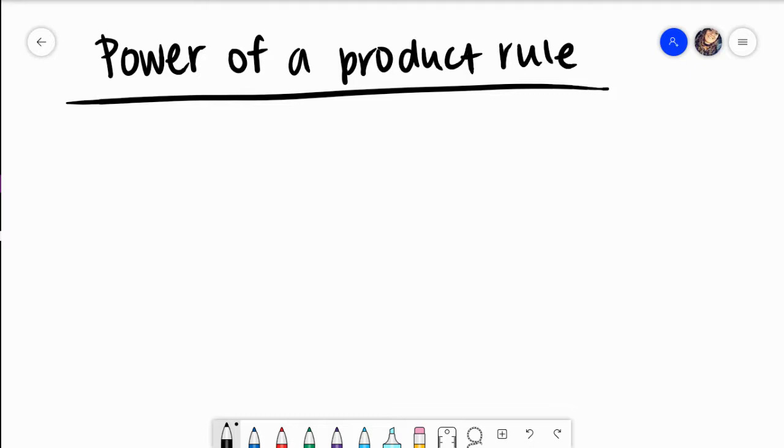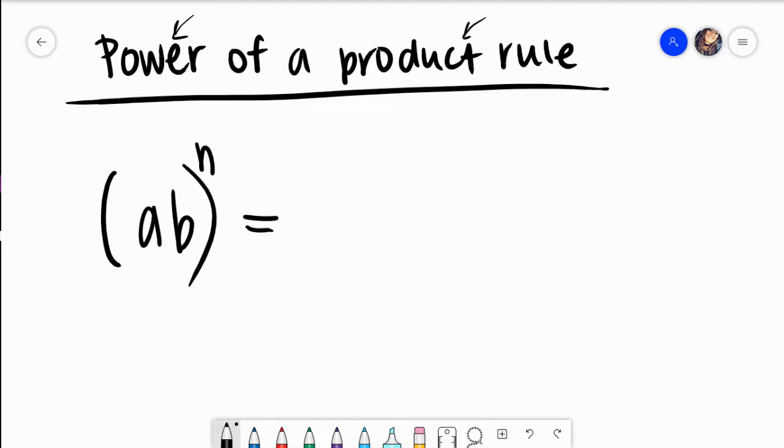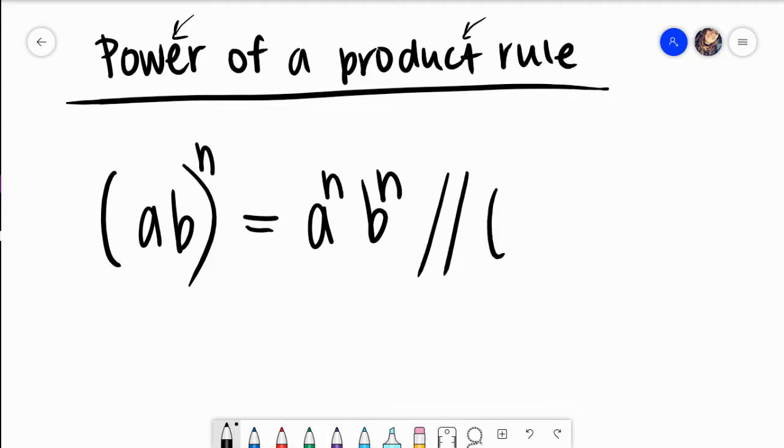So the power of a product rule states that, product rule means multiplication, right? So say you have these two variables being multiplied, so this is the product, and then it's going to be raised to a power. The power of a product rule states that both of the variables will be raised to that power. An example of that would be a times b raised to the third power, that is actually a cubed times b cubed.